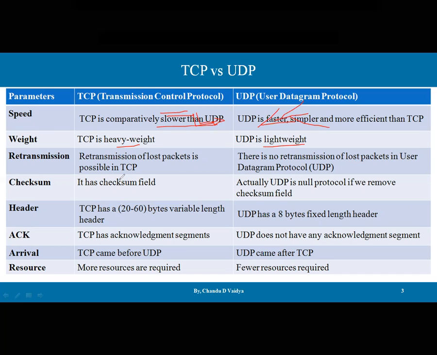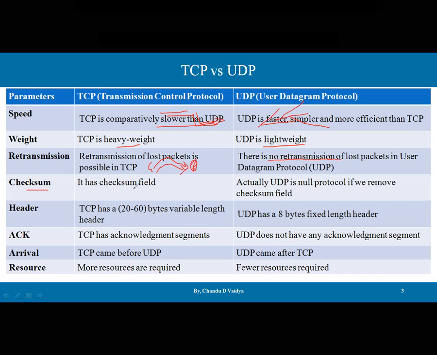Retransmission of the lost packet is possible in TCP. Let's say a sender is sending data to the receiver. If the receiver has not received any data, it can inform the source that it has not received it, and that packet can be resent to the receiver, so that the receiver is satisfied. But in UDP, there is no retransmission of the lost packet.